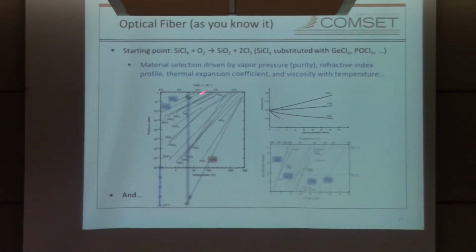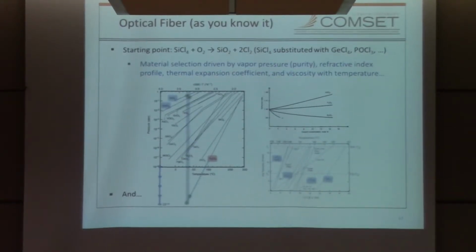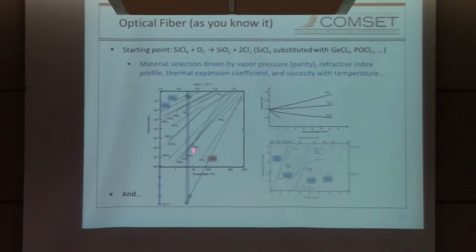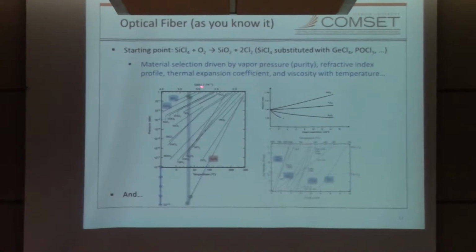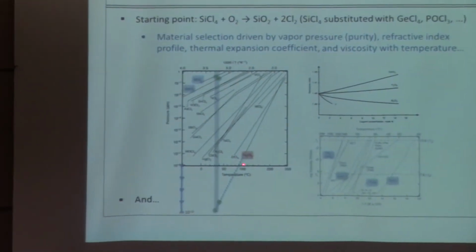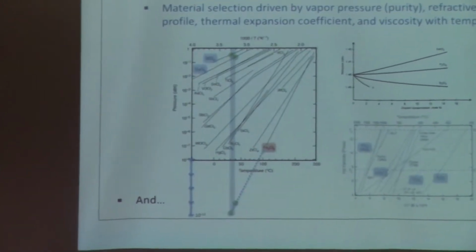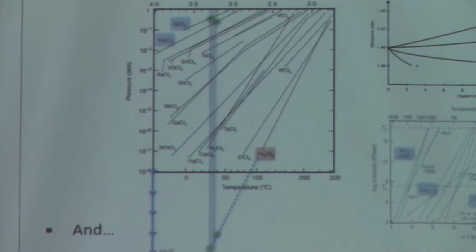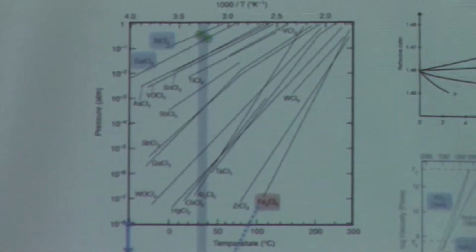It's a chemical vapor process, so you have to create vapors of these elemental phases. This may be a little hard to see. This is vapor pressure versus temperature, and you want to deposit silica and germania, and you want it to not deposit something like iron, because iron absorbs. If you look at a coke bottle, it's green because it's got iron in it. If you want to put light through an optical fiber, you don't want it to be green.